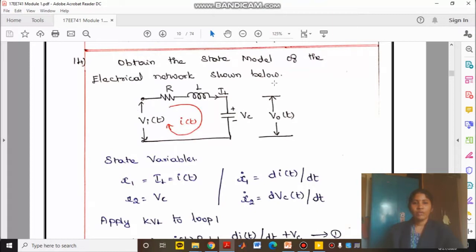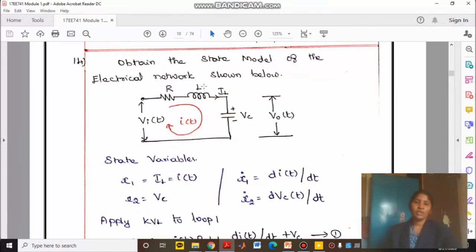When the electrical network is given like this, first we need to identify the number of state variables. To identify the number of state variables, we need to check how many energy storage elements are available in the given network. Here we have two energy storage elements. The inductor is an energy storage element, and the capacitor is also an energy storage element. So these two energy storage elements give two state variables. So you write x1, x2.